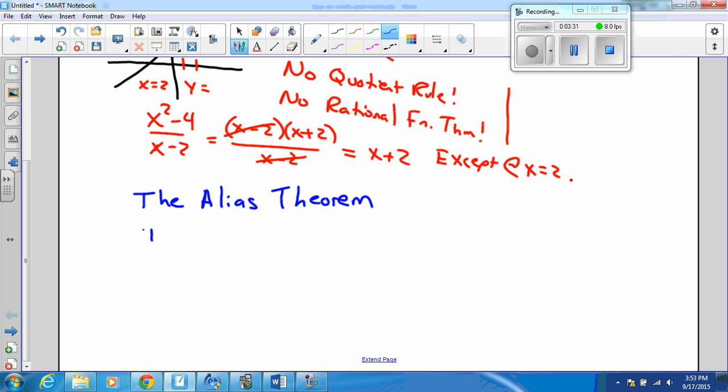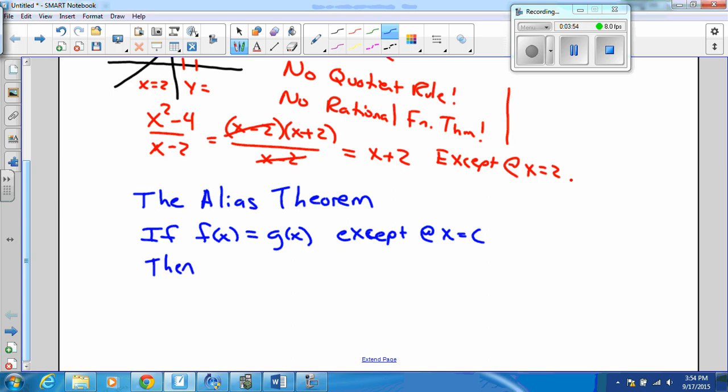And that is this. Suppose I have two functions, f and g, and they are equal to each other, except at x equals c. If these two functions are equal to each other, except at x equals c, then it must be the case that the limit as x goes to c of f and the limit as x goes to c of g are the same value, assuming that value exists.